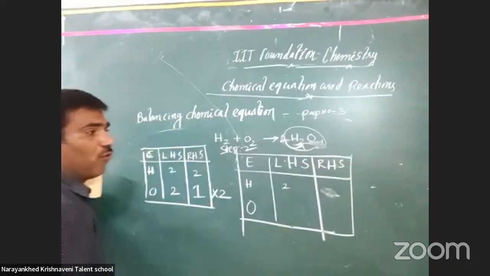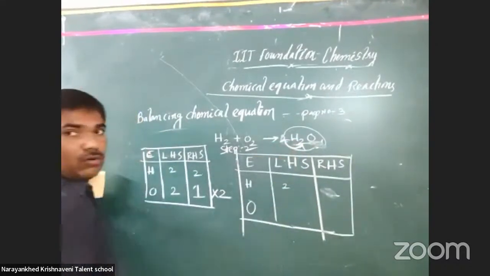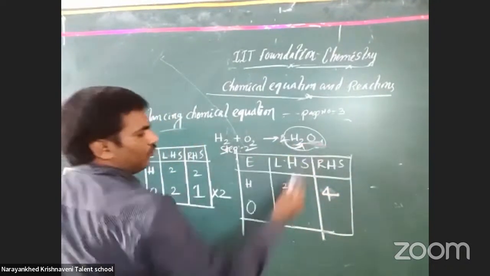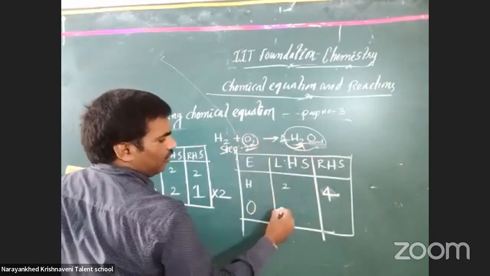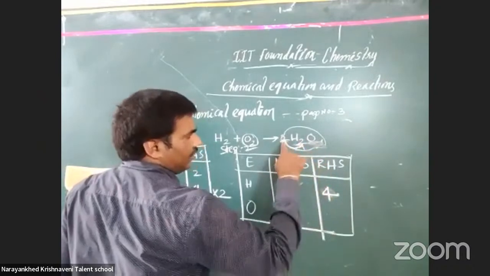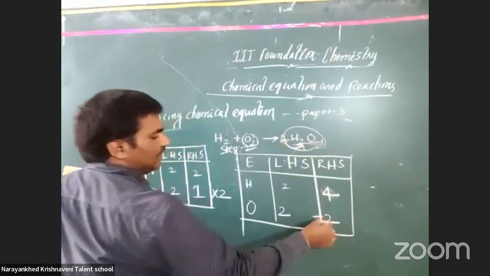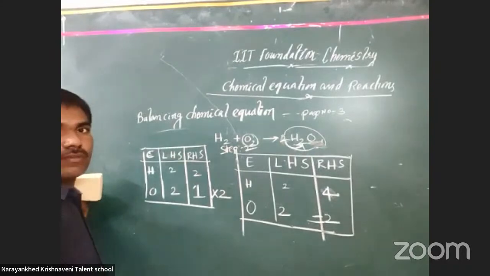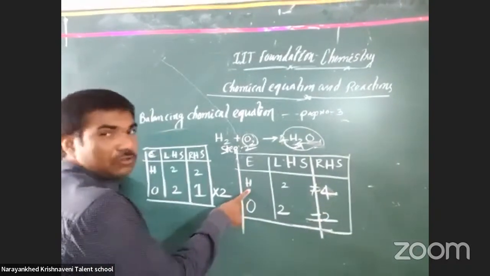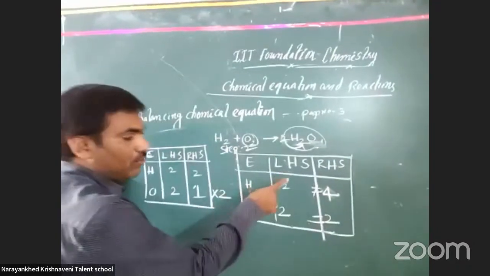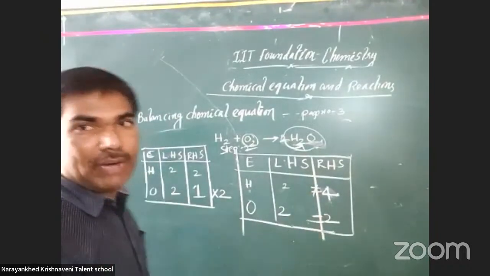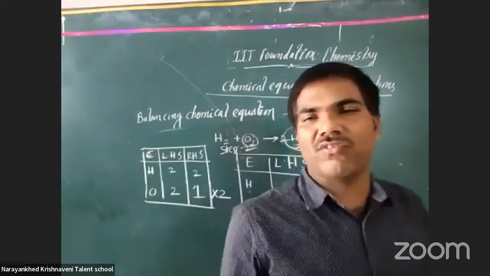Now it becomes 4, 2 into 2. It becomes 4 hydrogen. Now oxygen: how many is there here? 2 oxygen. Hydrogens are 4 here, and how many oxygens? 2. These are balanced. Okay, clear? But this is not balanced now. How many hydrogens are there? 2 on the LHS, 4 on the RHS. Now again we balance. Clear, all students?